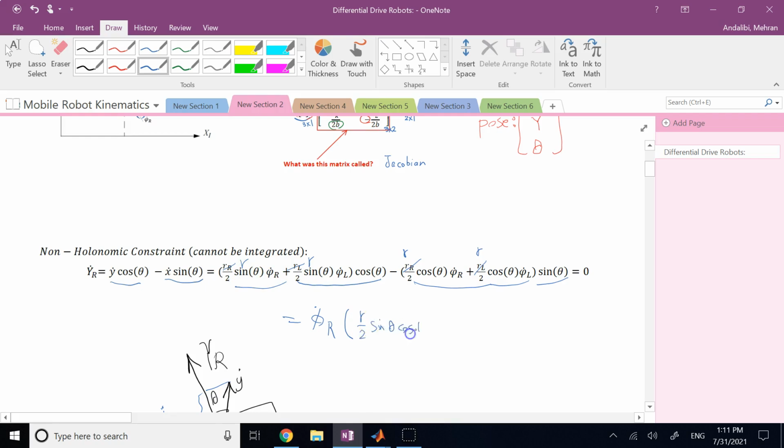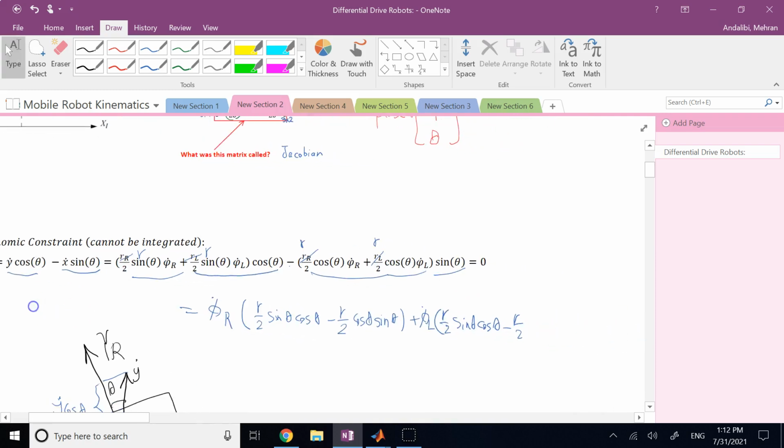And then you have a term here, which is negative r over 2 sine theta cosine theta. And then our cosine theta sine theta, that's the same thing. And if you do the same thing for phi dot left, you would also see again here, you have r over 2 sine theta cosine theta. And then on the other one, you have minus, again, r over 2 cosine theta sine theta. Right? So clearly, both of them are going to be 0, right? Summation of them is 0.